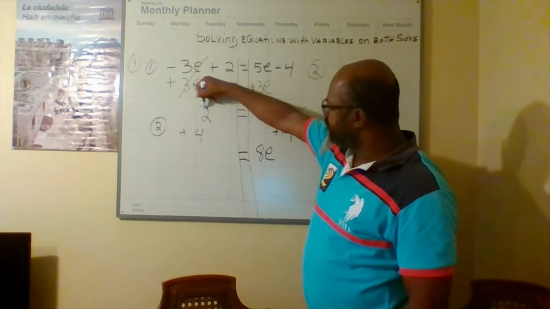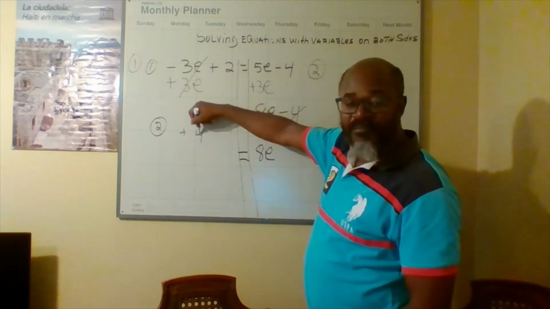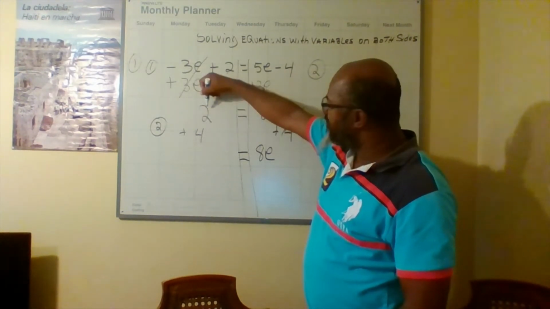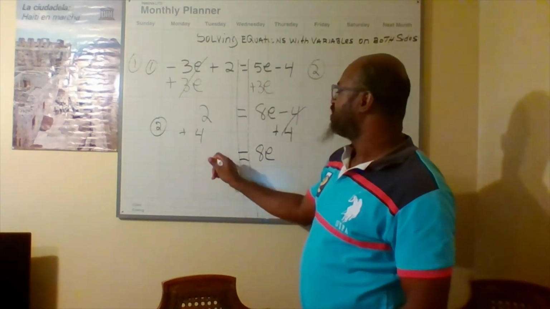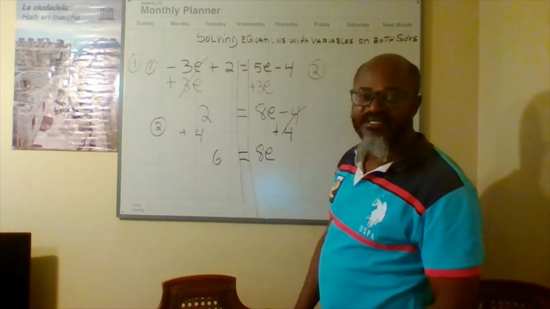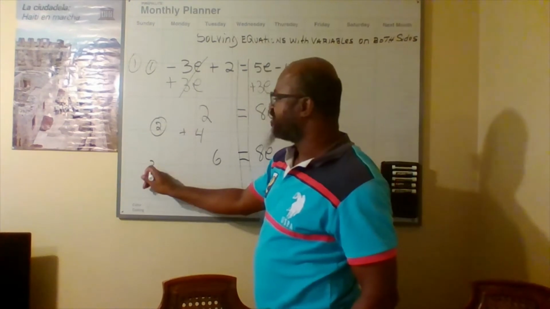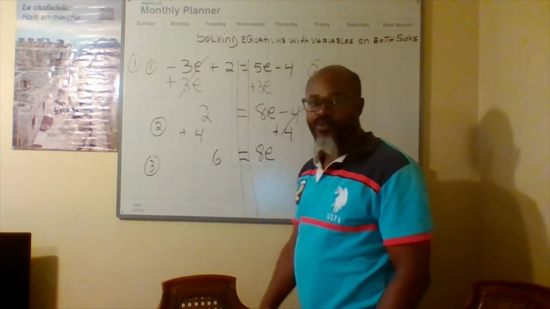You have a 2, then you have a positive 4. Now 2 plus 4 is 6. You bring down the 6. Now you are in the final step in that equation, which is step 3.